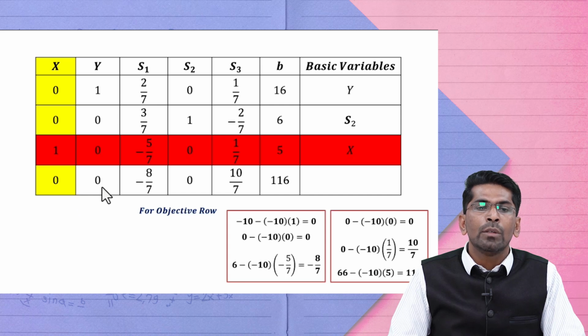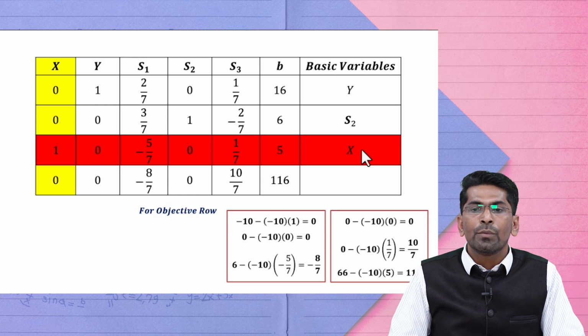So it will become 0, 0, minus 8 by 7, 0, 10, 10 by 7, then 116. Once all the elements of the new table are calculated, now we are replacing the departing variable with the entering variable. What is the entering variable here? The pivot column will be the entering variable, that is x will be entering. We are going to replace it with the pivot row.